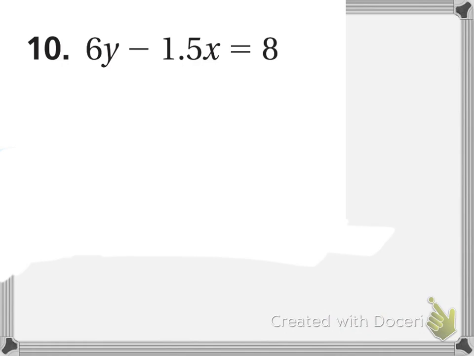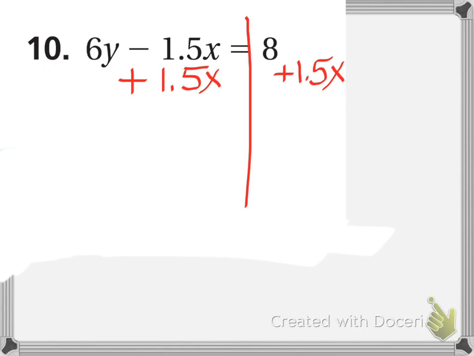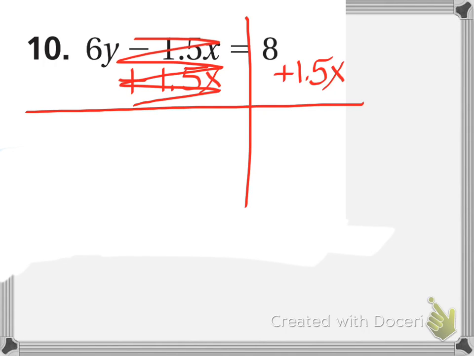Last but not least, we have number 10. 6y minus 1.5x equals 8. So again, the directions told us that we would be solving for y. So we need to get rid of that other term that's on the same side as our term that has y with it. So the opposite of negative 1.5x is, you guessed it, positive 1.5x. Whatever I do to one side, I have to do to the other. I cannot combine these, they are not like terms. These, however, are like terms. They're gone.